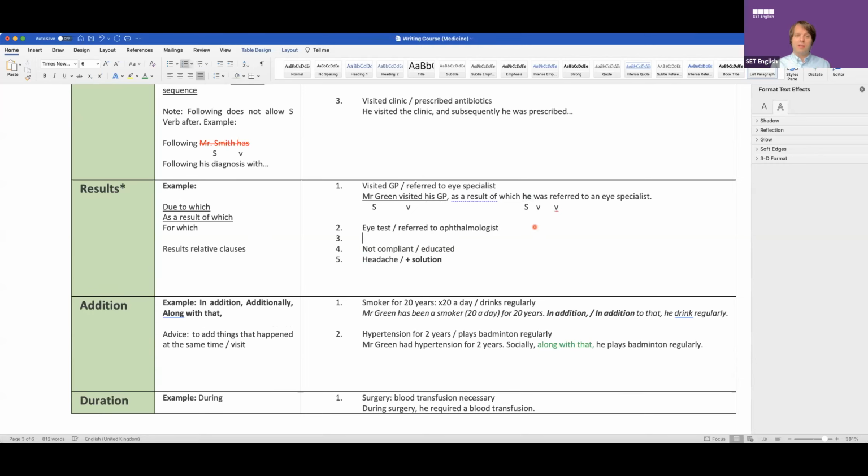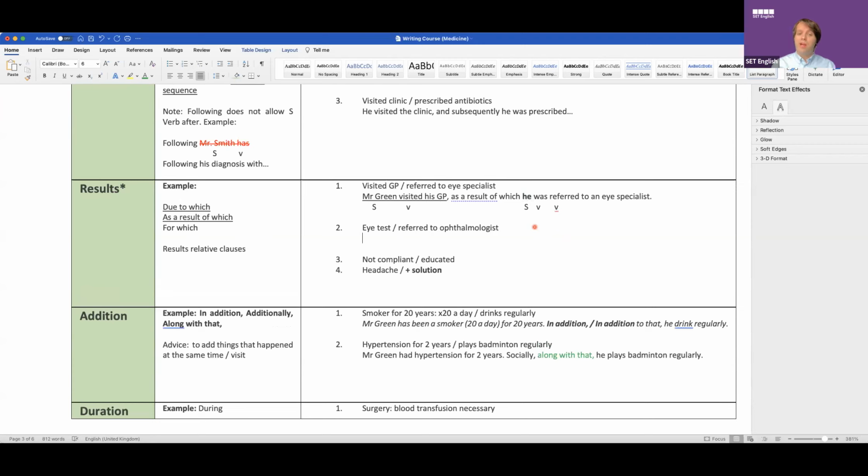Who wants to help me with this? Okay, I just want the subject, verb, object. Mr. Green, blank. Mr. Green underwent... That sounds like a surgery, though. Had. It sounds too intense. We just have, yeah, had. So Mr. Green had an eye test, because underwent makes it sound like really.